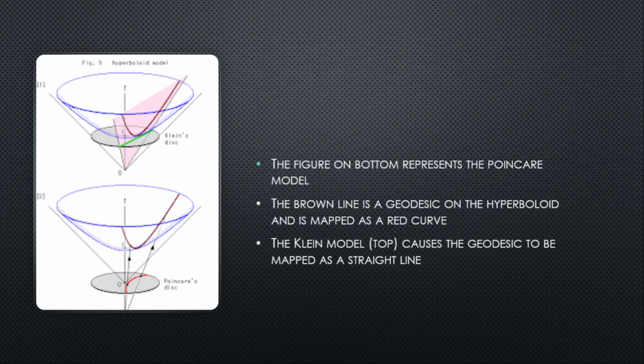By contrast, as shown by the figure on the top, the other center of projection results in the Klein model, and the same brown geodesic is now mapped onto an actual straight line. Both of these models can be used to view the hyperboloid in our implementation.